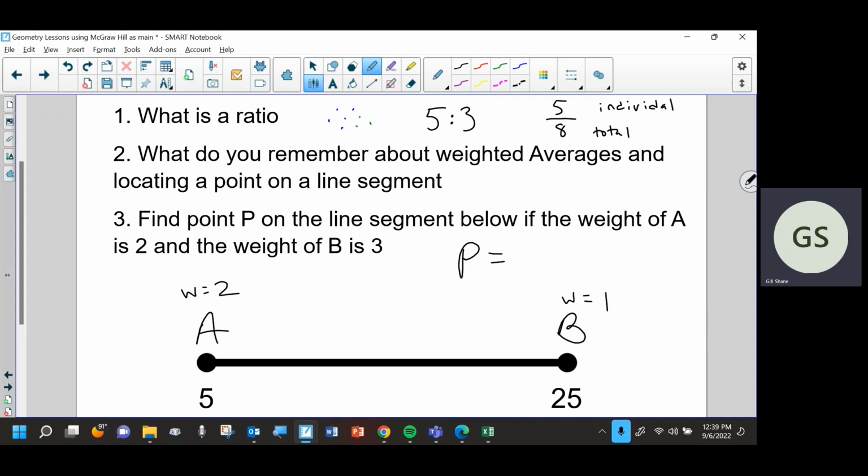So if you have a quiz that's a 5 and a quiz that's a 25, what's your average? Use your calculator. Say it again. It's 15. That's the midpoint.